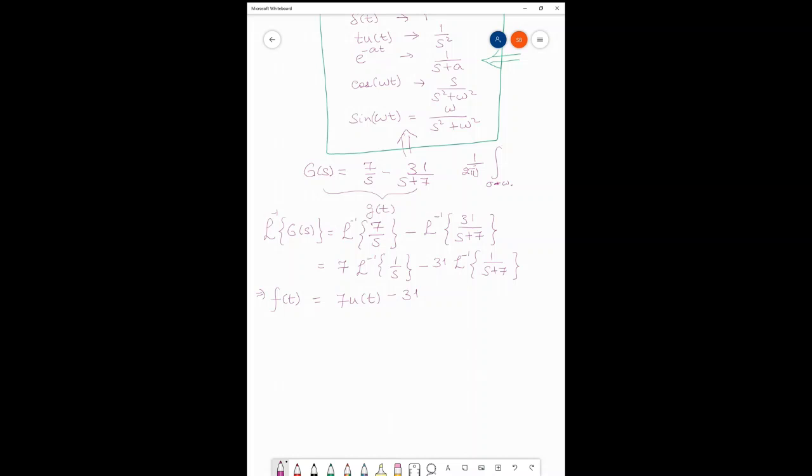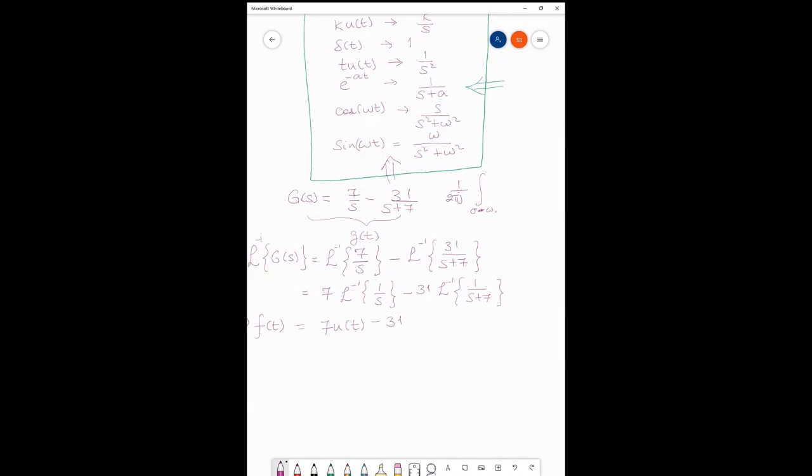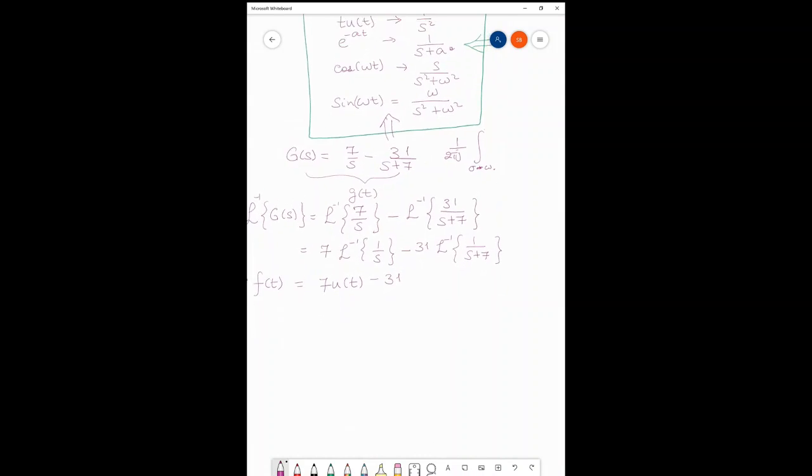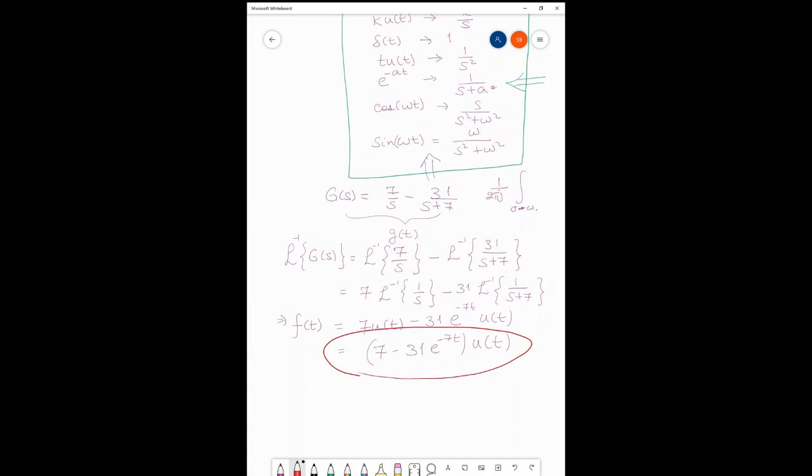s plus 7 tells us that this is the Laplace transform of an exponential function where a has a value of 7, as we have seen here. Therefore, we have 31 times e raised to minus 7t u(t). Because we have u(t) there, we can write 7 minus 31 e raised to minus 7t, times u(t). So that's the time domain function, and if we use the Laplace transform, it should take us back here.